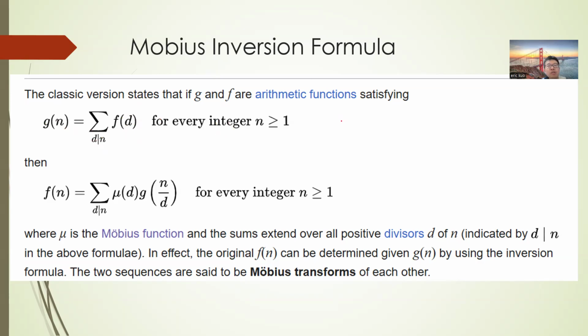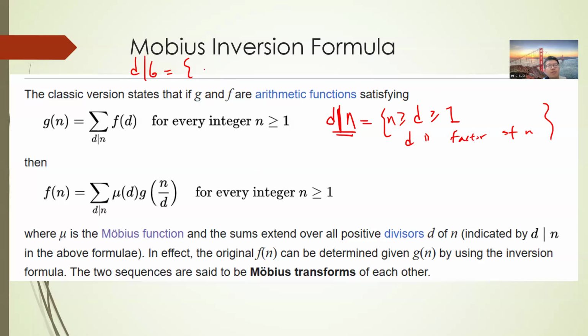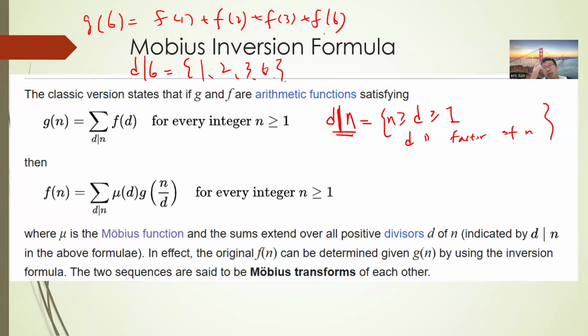Okay, so let me write this down. This notation means that d is an integer, d is greater or equal to 1 and less or equal to n, and d is a factor of n. For example, when I say the divisors of 6, this set will be just 1, 2, 3, 6. Hopefully it's easy to understand. So g of 6 will be just f1 plus f2 plus f3 plus f6. So when I write g of n like this, then there's an inversion.